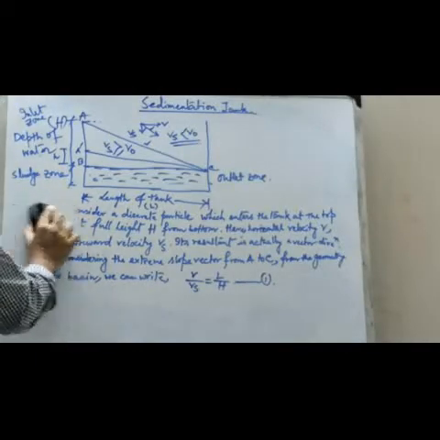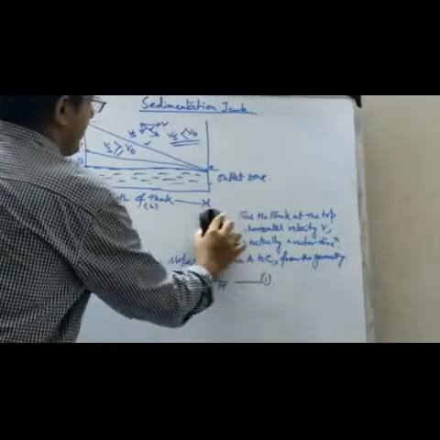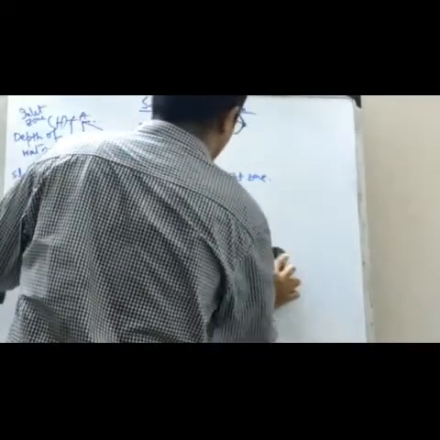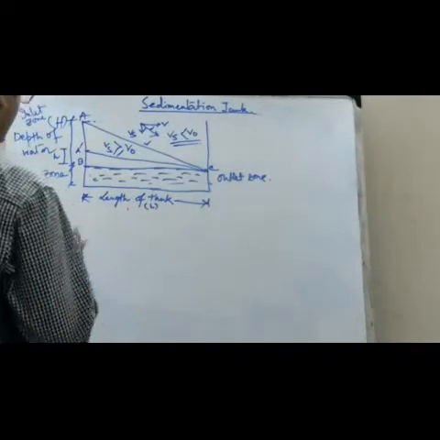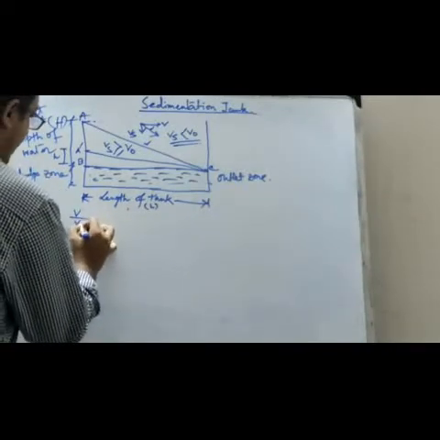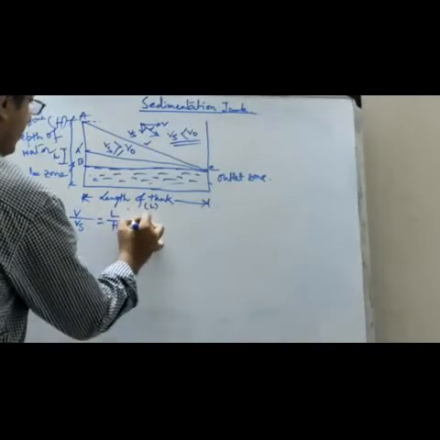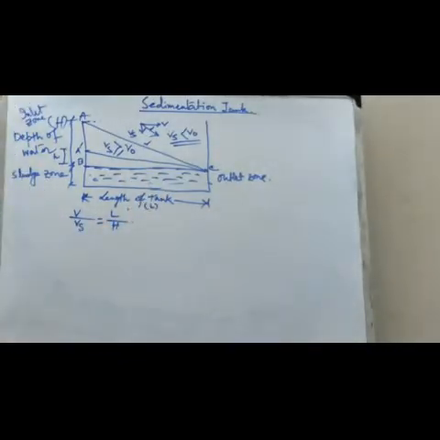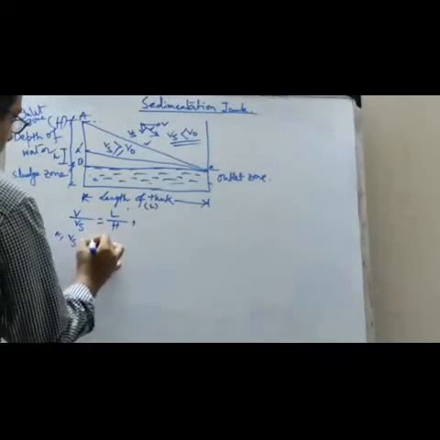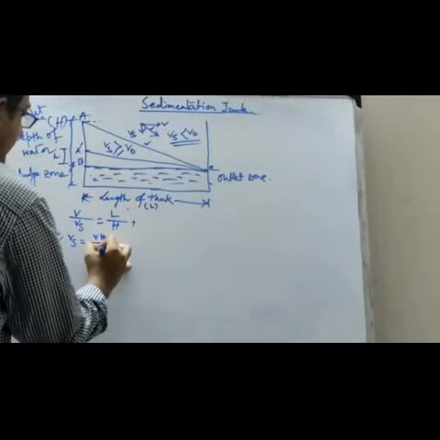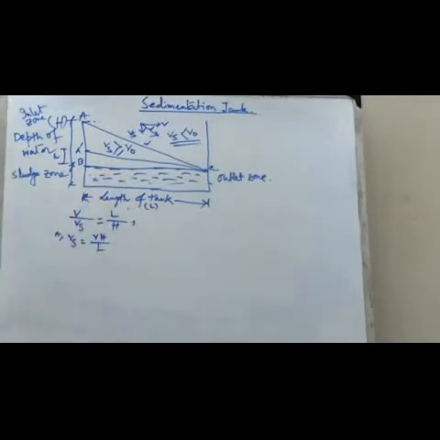Now put the value in equation number 1. We have V by Vs equals L by H. From here we can write Vs equals V into H by L. It is simple.